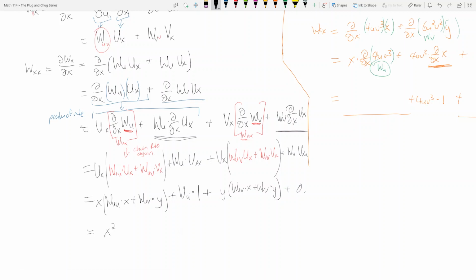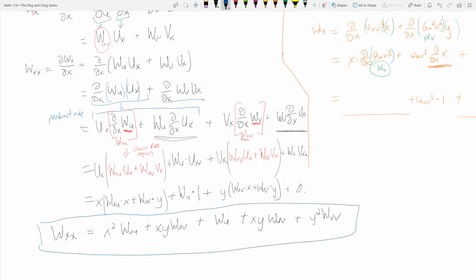I get x squared WUU plus YWUV plus WU plus YWUV plus, or plus XY WUV. And over here I also get plus XY WUV. Oops, forgot to distribute this X out in front. Now I got to distribute this Y out in here. So I get XY WUV plus y squared WVV. All right, and this is w sub xx. Okay, that was a slog.